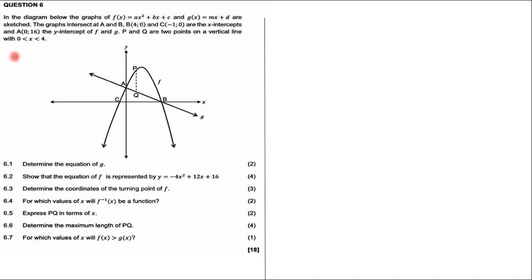Right here, we are given the instructions, so I'm going to go ahead and read the instructions. Then from there, I'm going to be giving you steps on how you can basically interpret questions. So the instructions read as follows. In the diagram below, the graphs of f(x) = ax² + bx + c and g(x) = mx + d are sketched. The graphs intersect at A and B. B (4;0) and C (-1;0) are the x-intercepts, and A (0;16) is the y-intercept of f and g. P and Q are 2 points on a vertical line with x being greater than 0 but less than 4.